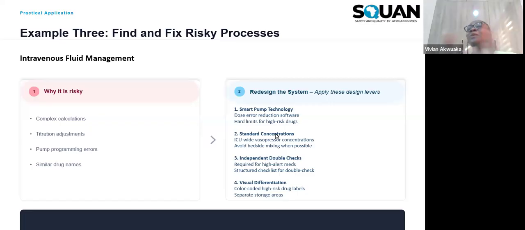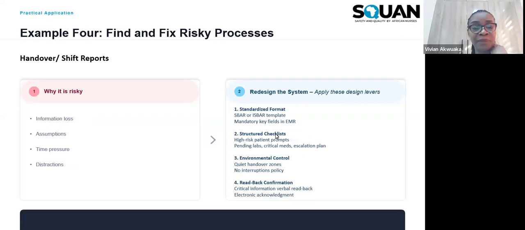As I said, yes, we can do a lot with technology when it comes to safety. However, you cannot eliminate the need for somebody else to double check what you have done, especially when you are dealing with high-risk situations, high-risk medications, and all of that. Also visual differentiation. I think we've talked about color coding, storage areas, how we label, and making sure that everything is easy to use and easy to access.